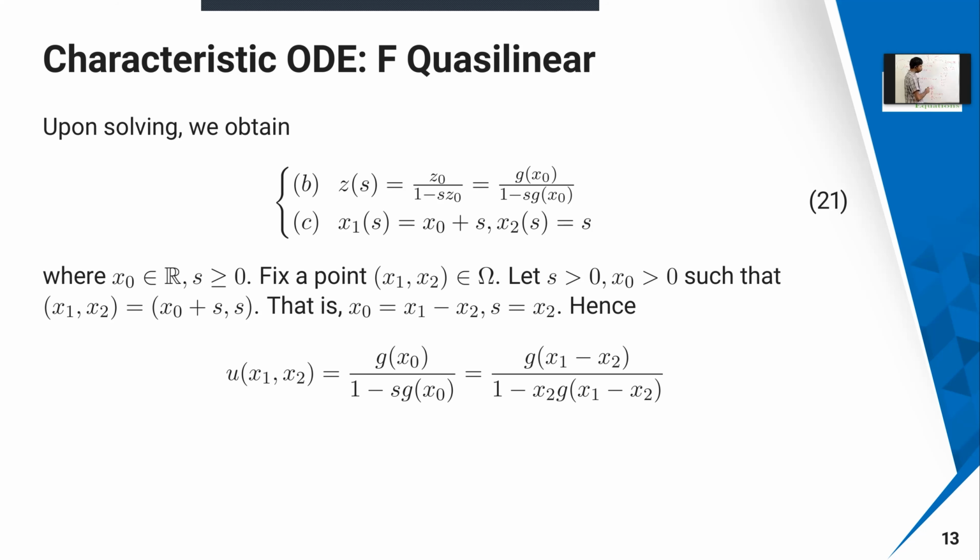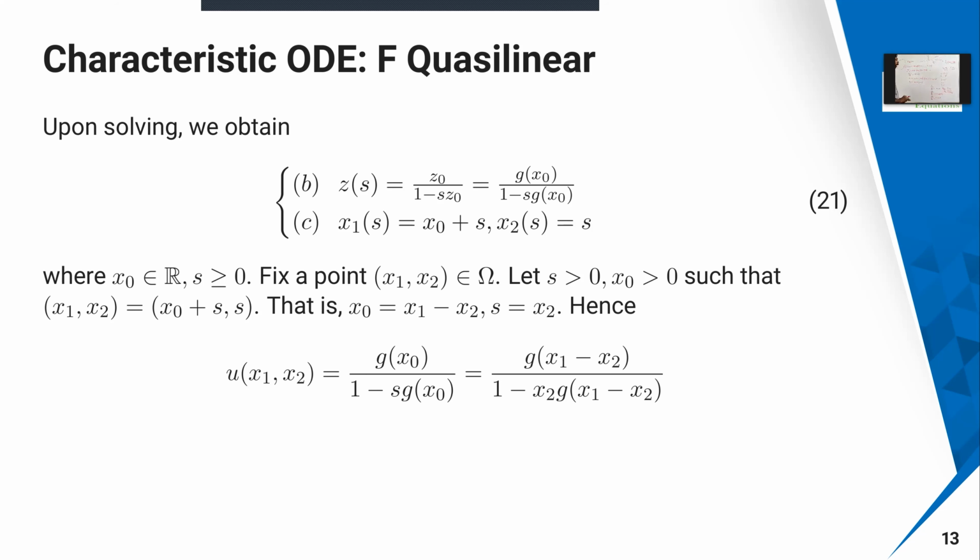Once I solve this problem, you are going to get z. If you solve this one, you get z to the power minus 1 by 1, so z is going to become z naught divided by 1 minus s into z naught. This z naught you have to estimate from the boundary condition by substituting, so it becomes g of x naught divided by 1 minus s into g of x naught.